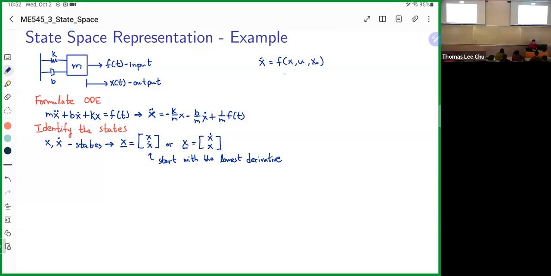So that makes it such that you can't have a higher order state, a higher derivative state, on the right side with a lower derivative state on the left-hand side. That just makes it impossible. It's like saying I know the future before the past.